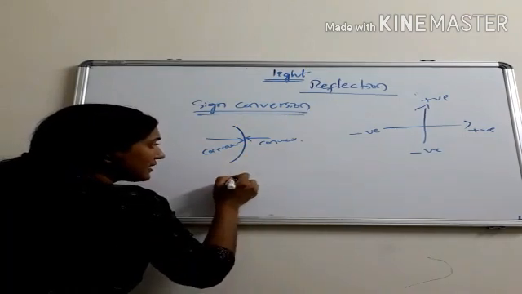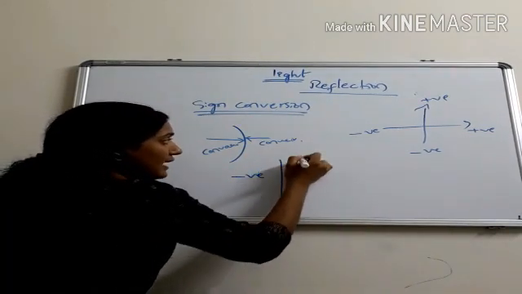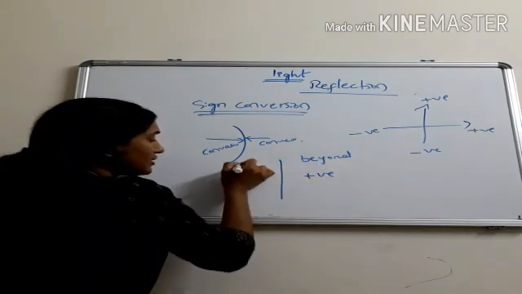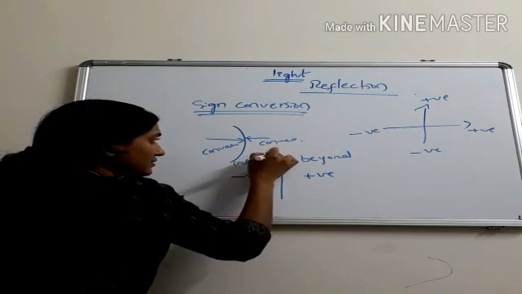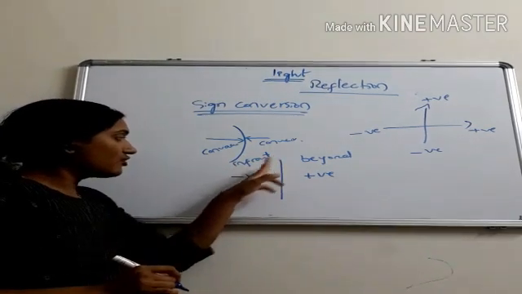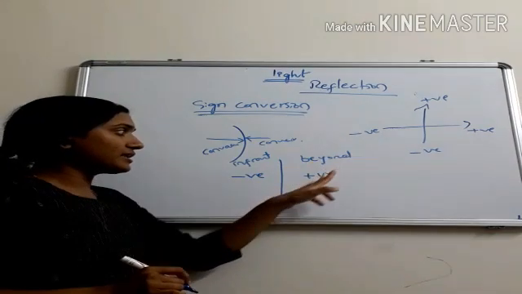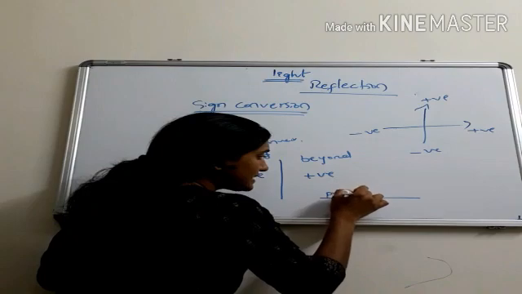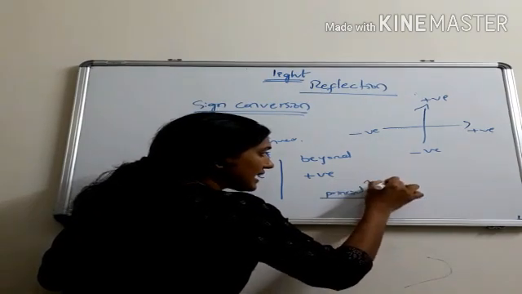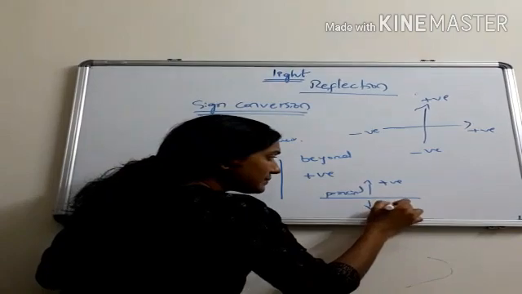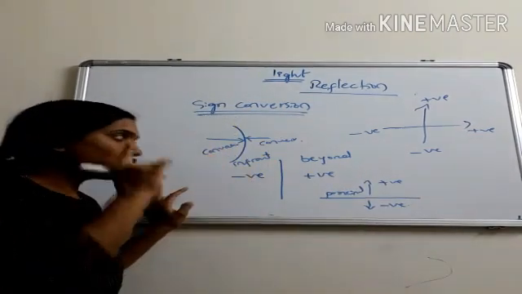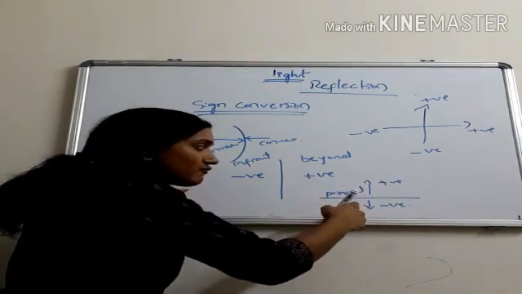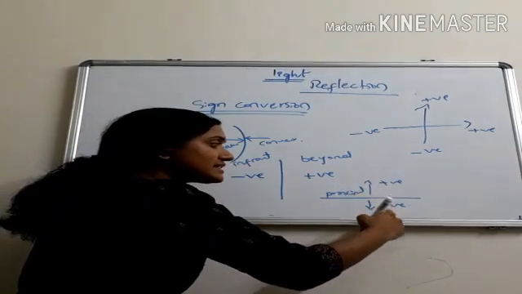So here, in front of the mirror, negative. Behind the mirror, positive. Okay, in front of the mirror negative, behind the mirror positive. And then above the principal axis positive, below the principal axis negative. If the image forms above the principal axis, it's positive. If the image forms below the principal axis, it's negative.